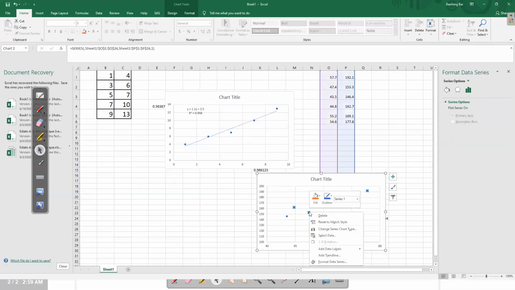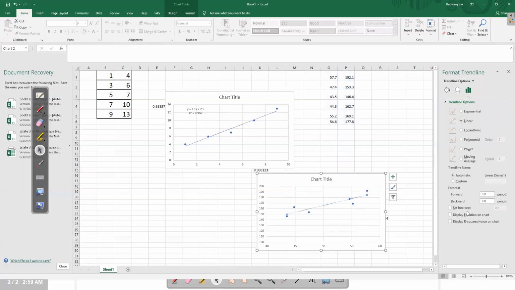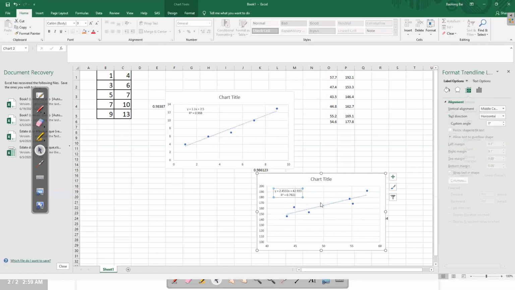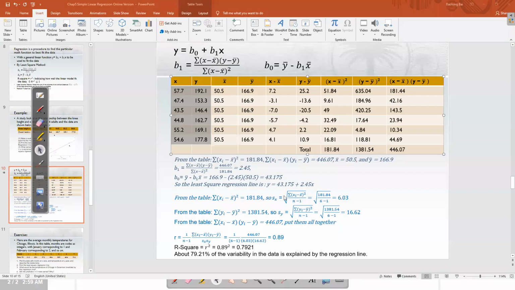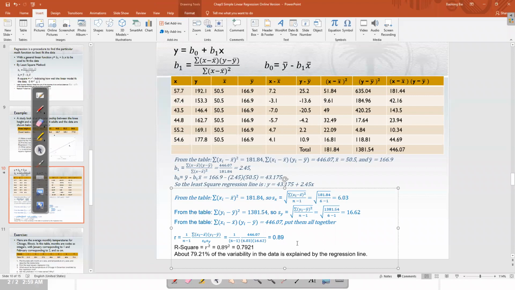So now if you click on the points and add trend line and then display equation, display R square, these are what we do, right? So slope is 2.45, intercept is 42.9, R square is 0.7921, right? So that's very close to what we have. We have rounding errors.